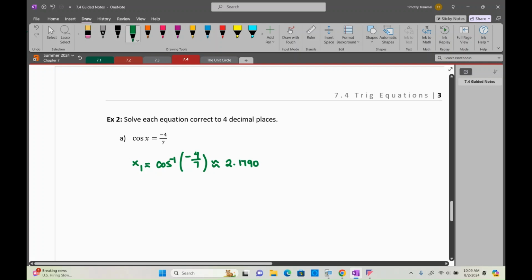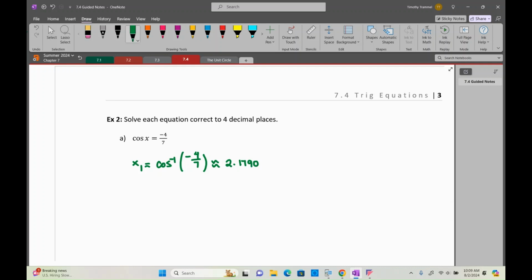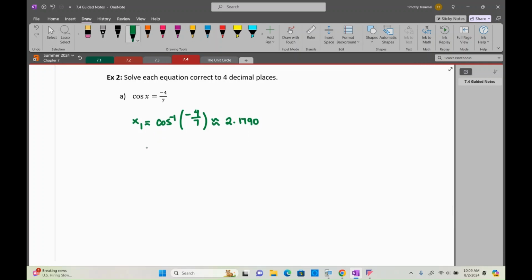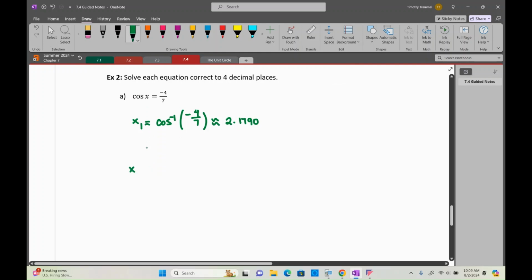Now remember, anything coterminal with this will also be a solution. So I'm going to say that some of our solutions are approximately equal to 2.1790 plus any multiple of 2 pi. Now, this isn't the only solution.